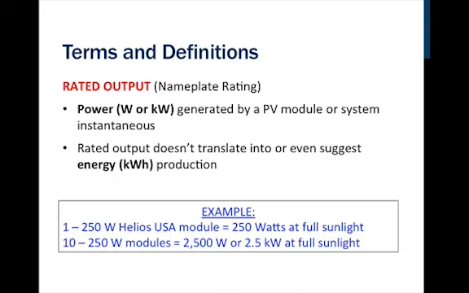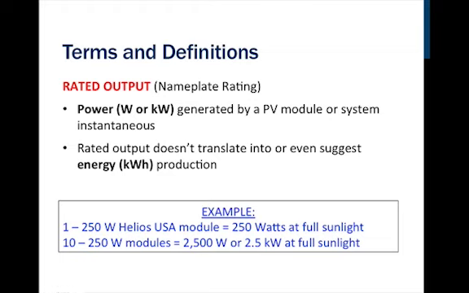Rated output, or nameplate rating, is how much power a module or a system will put out at its maximum instantaneous reading. So if we have a 250 watt Helios module in full sunlight, ideal conditions, that module will put out 250 watts instantaneously. And again, that means nothing unless we add time to that scenario. If we have an array of 10 250 watt modules, the rated output of that system would be 2,500 watts, or 2.5 kilowatts in full sunlight.